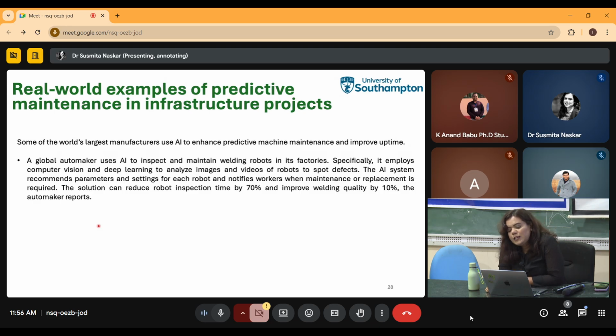Now let's look into some real-world examples of predictive maintenance in action. These examples show how some of the largest manufacturers are using this AI-based predictive maintenance to enhance their maintenance and improve their uptime. The first one is a global automaker. They employ AI-powered computer vision and deep learning to inspect and maintain their welding robots. By analyzing the images and videos, the AI system can spot defects that might otherwise be missed.